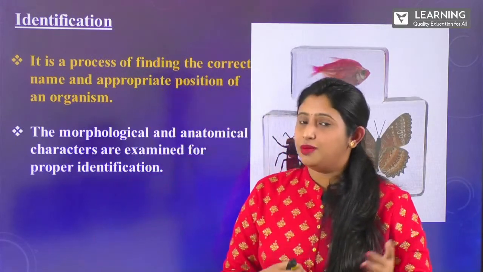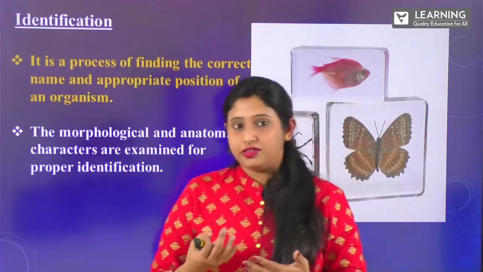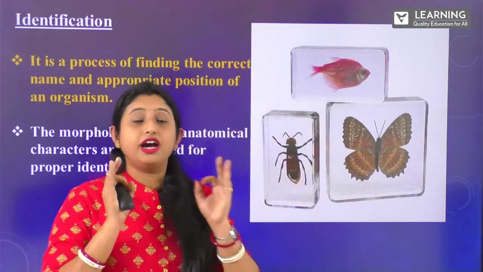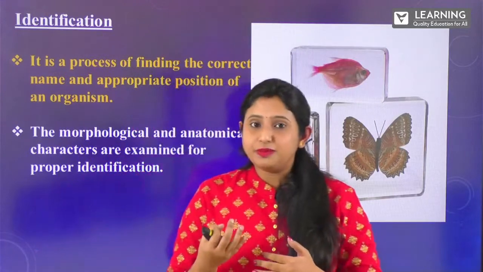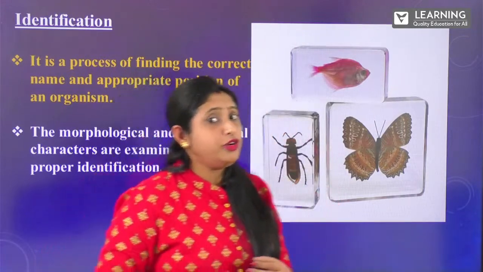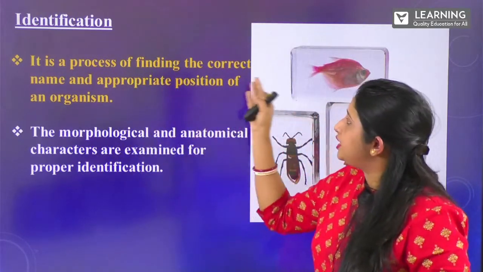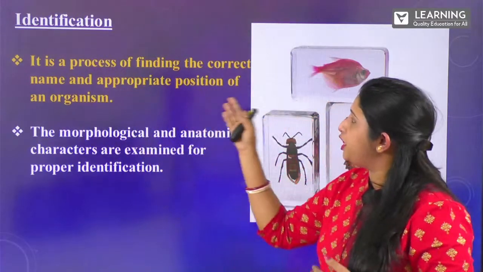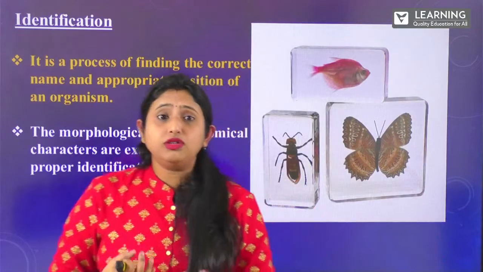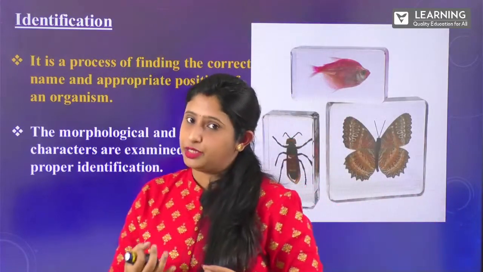What is morphological? Morphological means the physical appearance, how the organism looks, right? And the anatomical means what? It is the internal organs, that is the genetic makeup of an organism. Clear? Anatomy means the genetic makeup of an organism. Now, what is identification? What do you mean by identification? You can write down the definition. It is the process of finding the correct name and appropriate position of an organism. Clear? So it is a process by which we can find out the correct name of an organism and also the position of an organism. We can find it out.